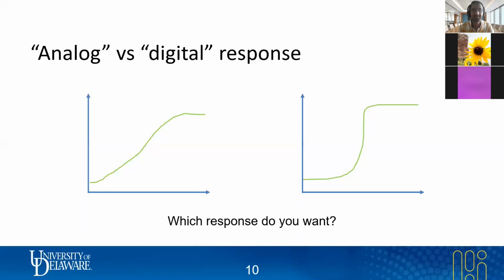I think the left will be analog and the right would be digital, because digital is like 1 versus 0, on or off. And that's right. So keep going. So which one do you want?